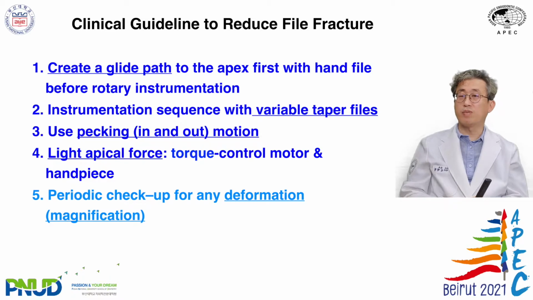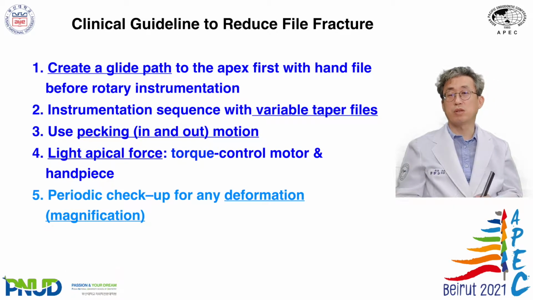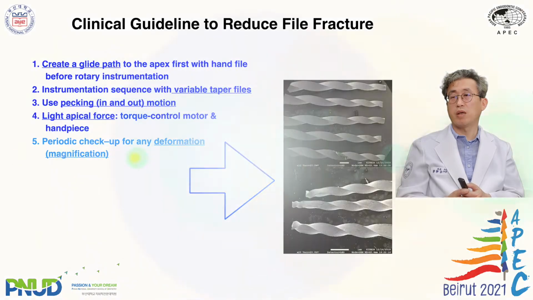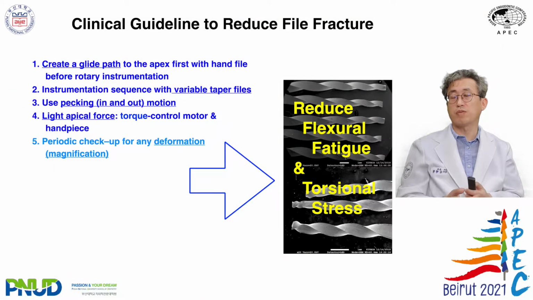To reduce file fracture inside the root canals, some guidelines are suggested: making glide paths, using multiple files with variable taper, with a pecking motion, and something like that. Those are the numbered items. From number 1 to 4, they are aimed at reducing the flexural fatigue and torsional stress on the files.